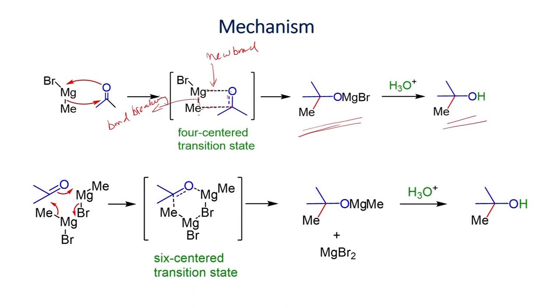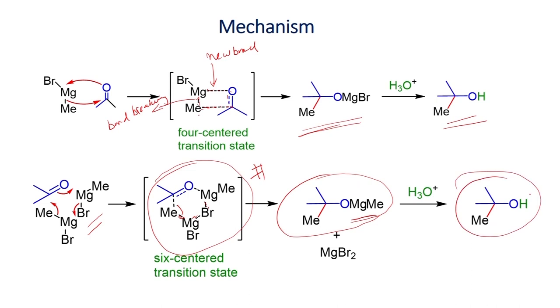The other possibility is that two molecules of the Grignard reagent can be involved, as shown here, through a six-membered transition state. In this way, you can form this addition product. You generate this magnesium derivative, and you generate magnesium bromide, which when you do the workup, you will be able to form this alcohol. So, these are the two approaches. The first one involves a four-centered transition state, the next one involves a six-centered transition state. These are proposed in the literature.